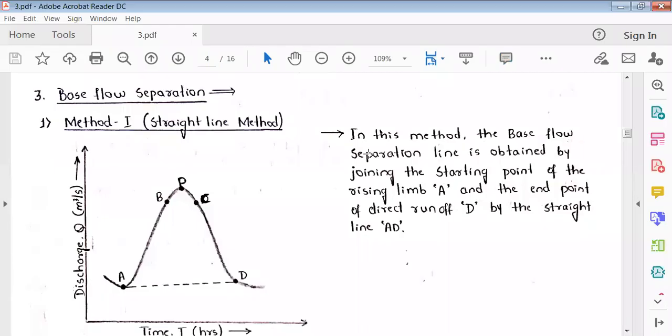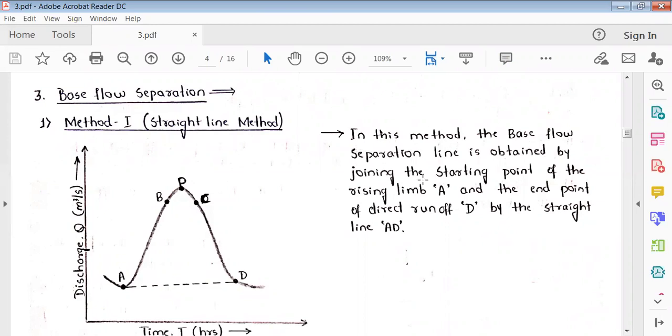Hello everyone. So the next concept is base flow separation. Base flow separation is nothing but the method of separating the flow from the main baseline, from the complete baseline. This is mainly applicable in rivers or lakes where the water gets stored in the lakes.